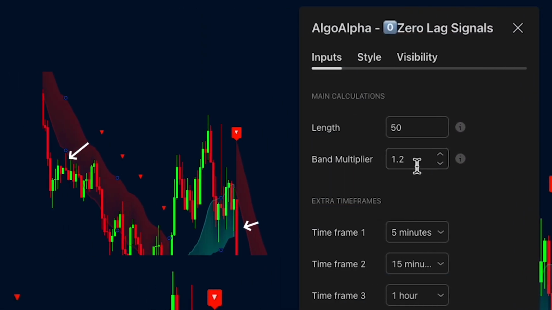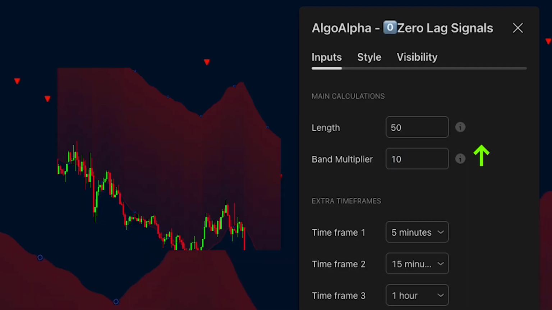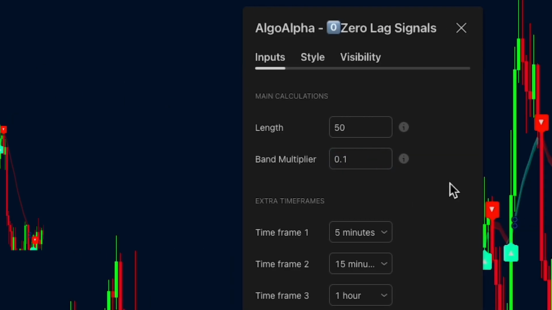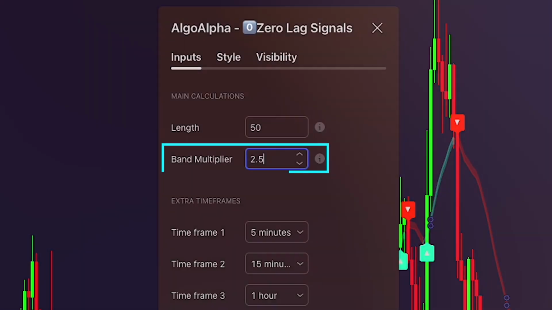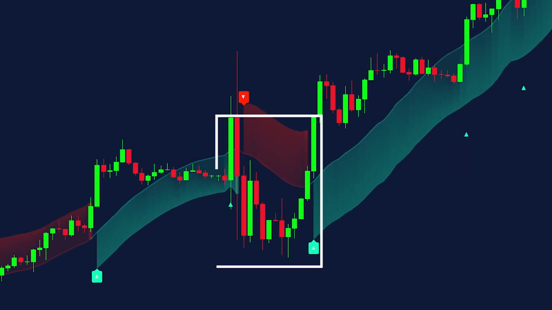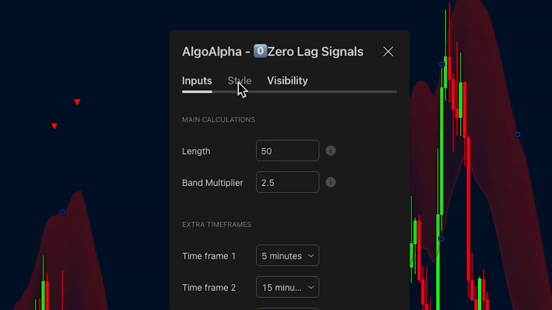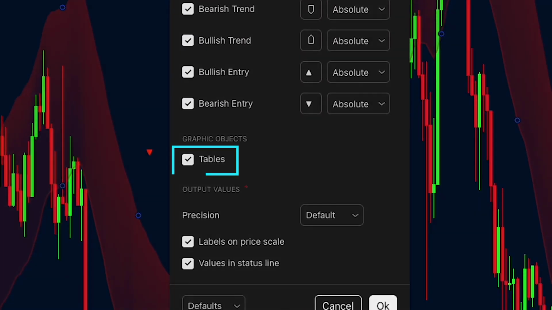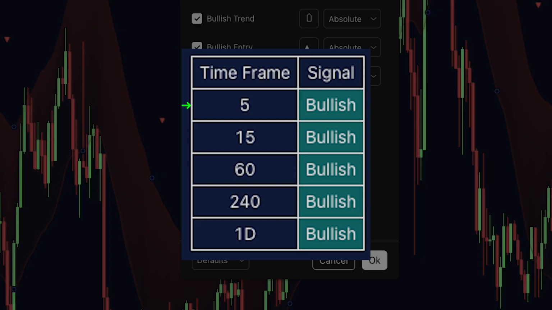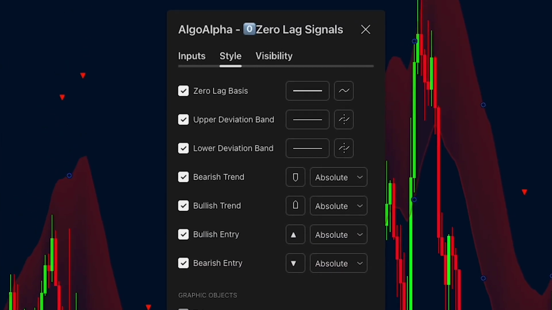And the band multiplier? Yeah, that's for the trend ribbon width. Wider bands mean fewer false signals. Narrower bands mean more trade opportunities. I recommend starting with a multiplier of 2.5, as this creates enough space to filter out market noise while still catching the best moves. Under the Style tab, make sure to enable the time frame table. This is non-negotiable since it's critical for confirming your trades across multiple time frames. For the colors, the defaults work perfectly.